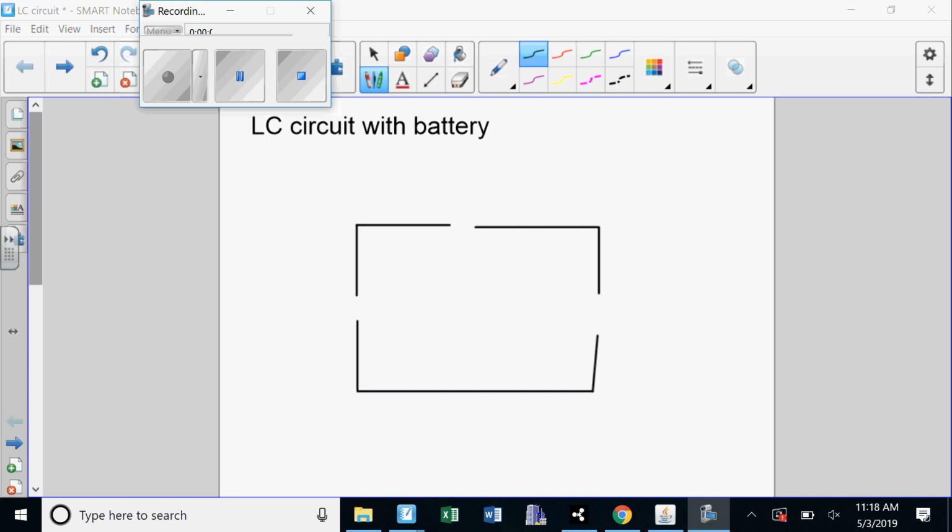All right, the last two circuits of the year are going to deal with the LC circuit, an inductor and a capacitor in series. So we have here a capacitor of capacitance C and an inductor of inductance L. The first one that we're going to do is with the battery. So the battery is putting charges on the capacitor and it's forcing current through the inductor.